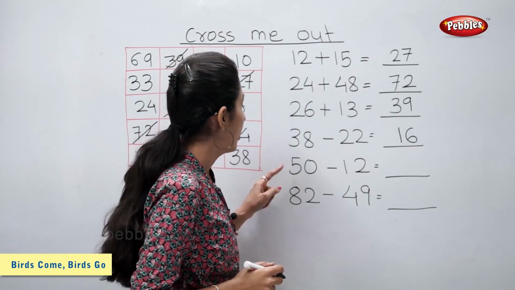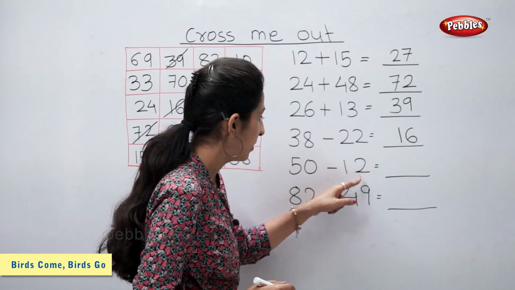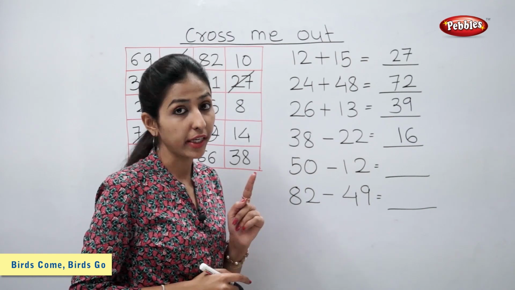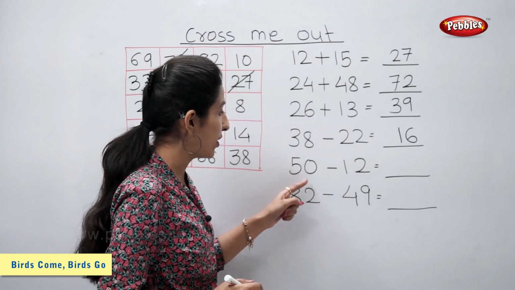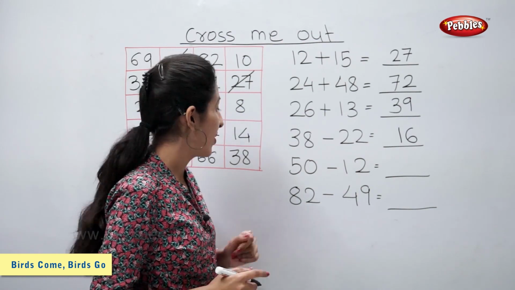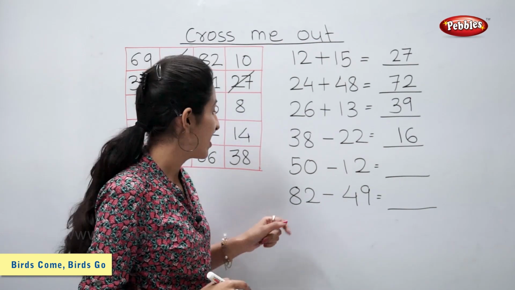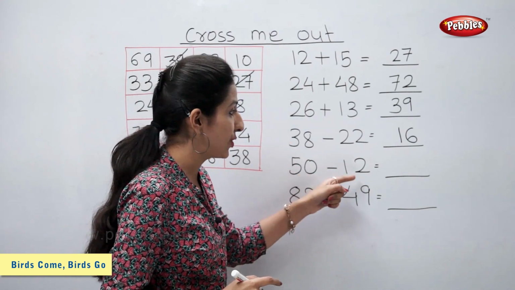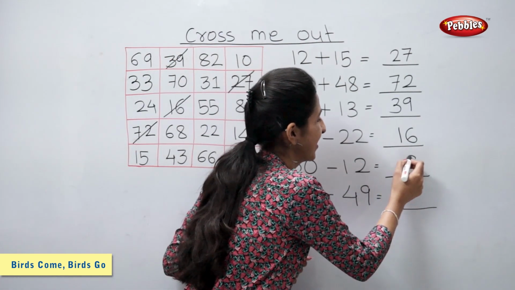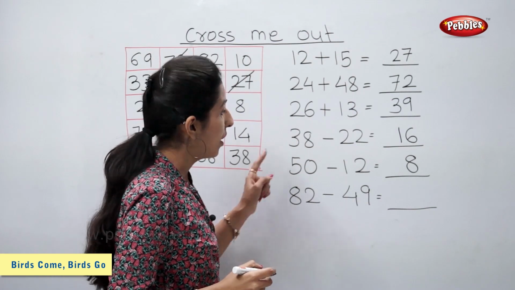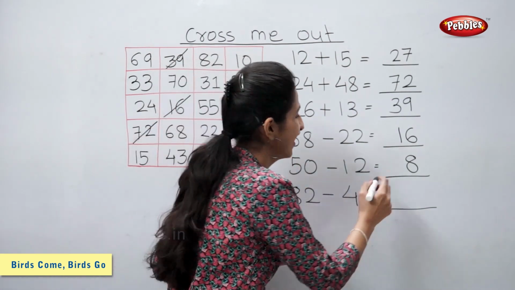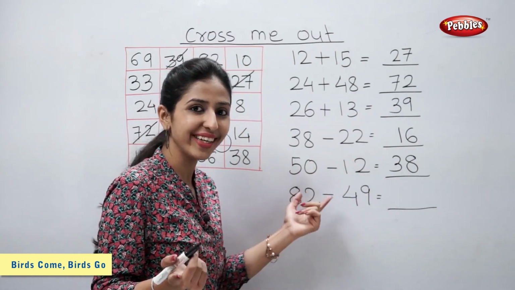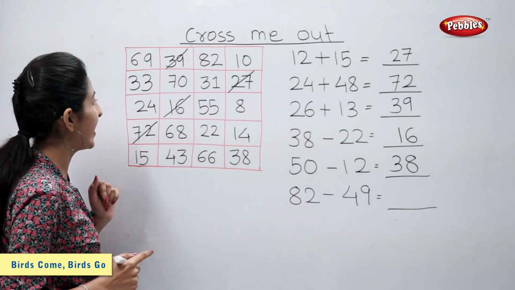Next sum. 50 minus 12. So 0 minus 2. Students, we cannot subtract 2 from 0. So let's borrow. 5 becomes 4. 0 becomes 10. So now 10 minus 2 is 8. And 4 minus 1 is 3. So 50 minus 12 is equal to 38. Let's cross number 38.